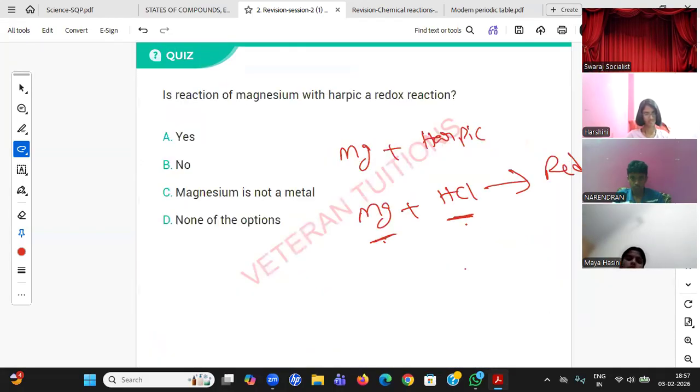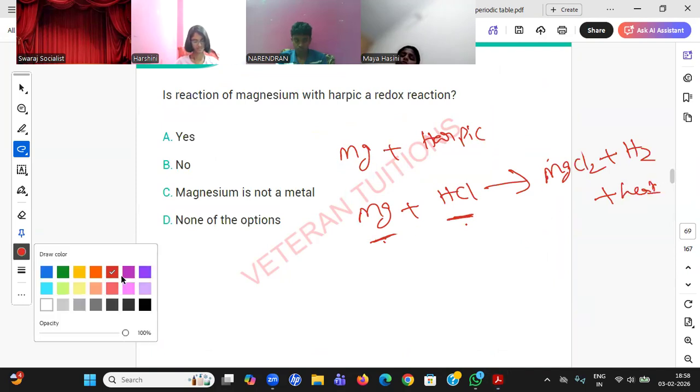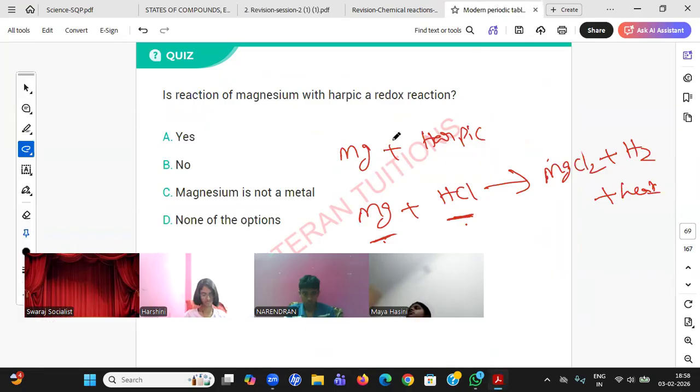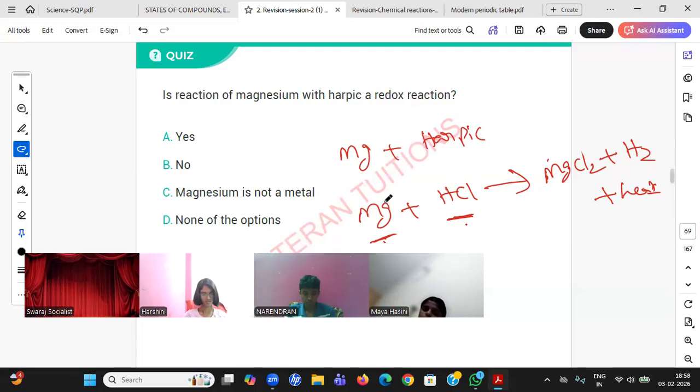Suppose you are saying, no, I don't know whether it is redox, I forgot the thing. You just write the reaction and go ahead. Mg plus HCl, metal plus acid, gives salt plus hydrogen gas, plus a little heat will also be produced. So I'll write heat. Now you see, student, every element's oxidation state. Yesterday, what did I say? Every element here, oxidation state will be 0. So magnesium is an element, 0.